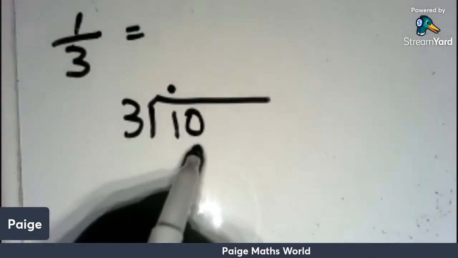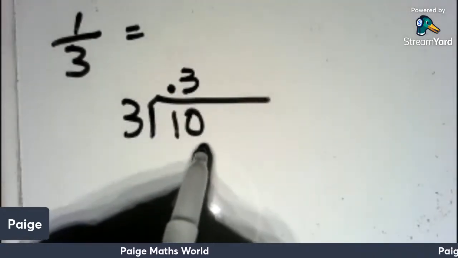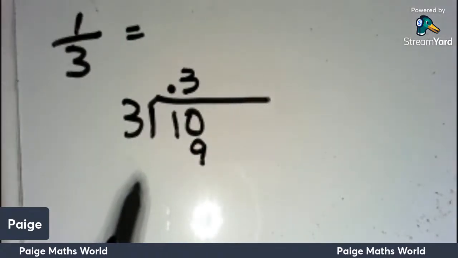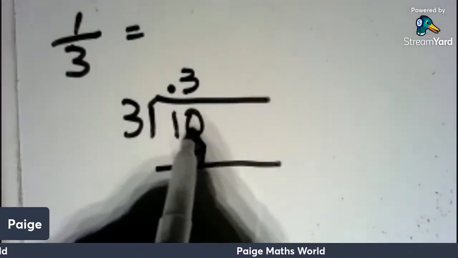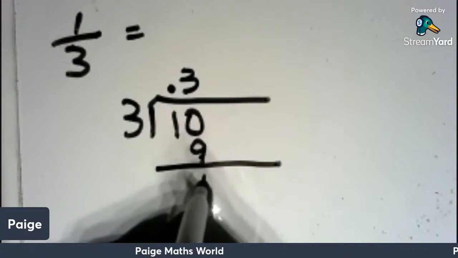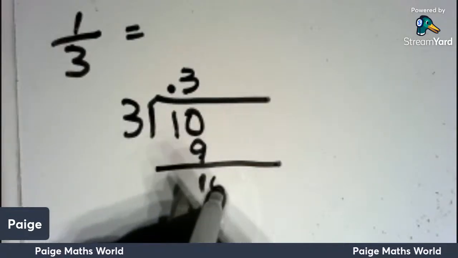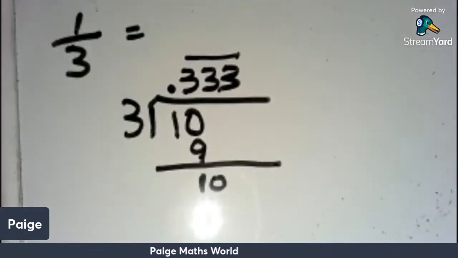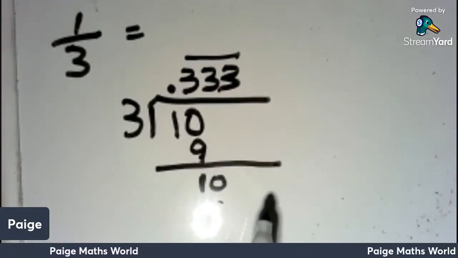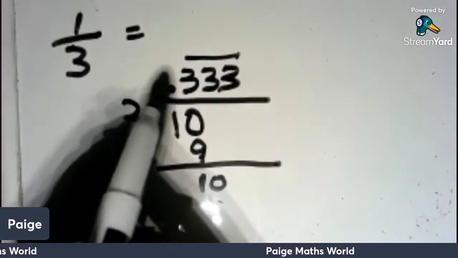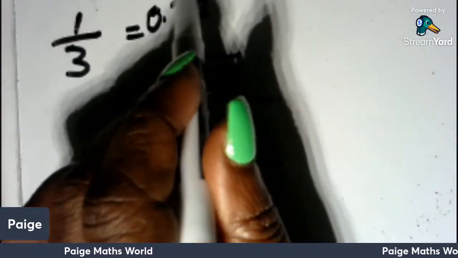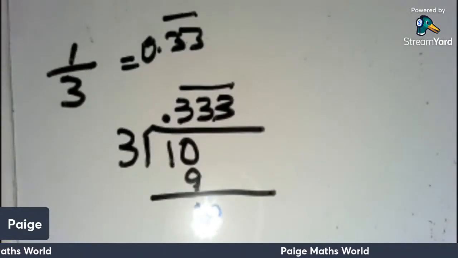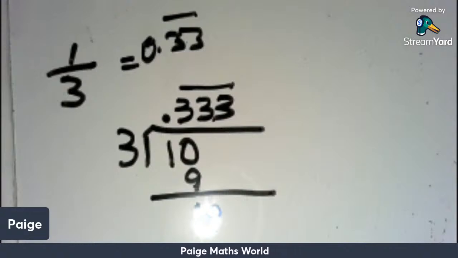Then you say 3 into 10, it goes 3 times because 3 times 3 is 9, right? And so 9 from 10 is 1. And so again, we realize that we're going to have 3 going on and on forever, right? Because again, you're going to end up getting 10 and 10 and 10. So 1 over 3 as a decimal is 0.33 recurring. Is that clearer for you guys? Is that helping?